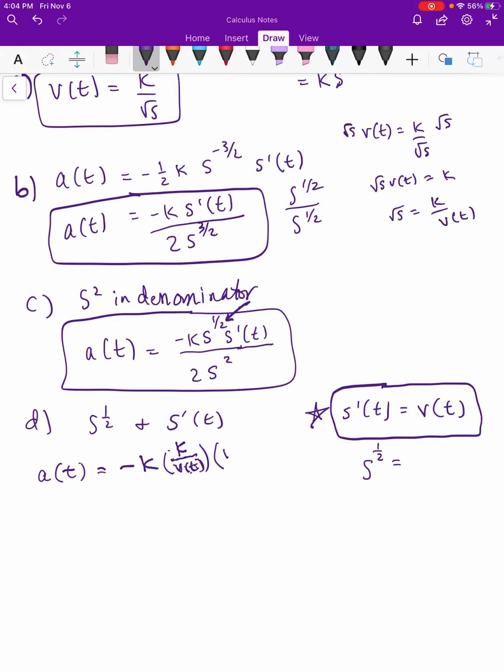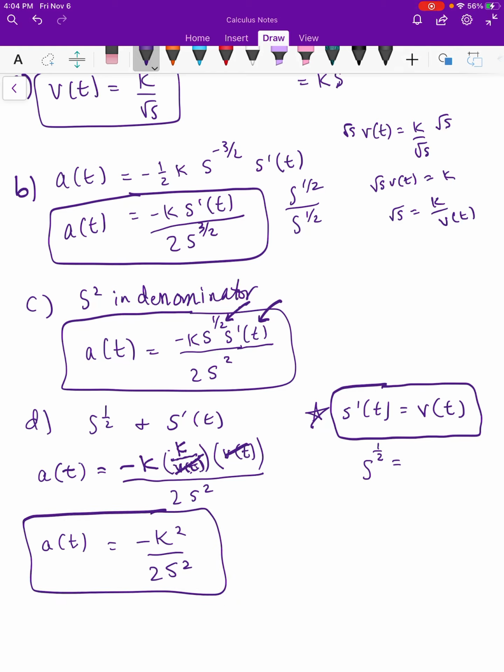And then this is just my v of t because I'm substituting s prime of t with v of t over 2s squared. Look at this. The v of t's cancel. Negative k squared over 2s squared. I made it way too hard. And I think it was all because I didn't think of this right here.